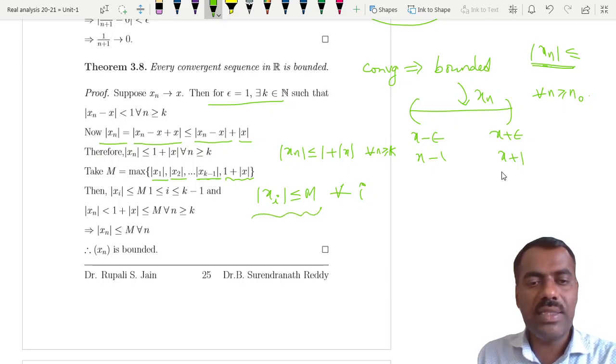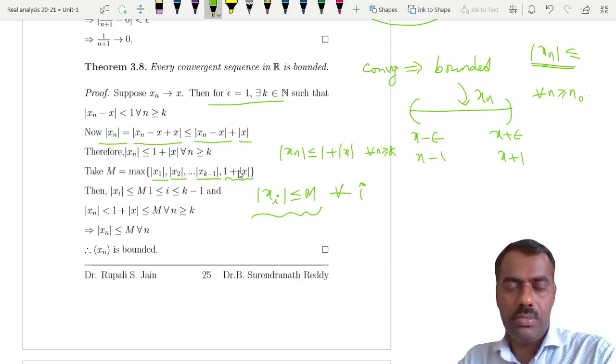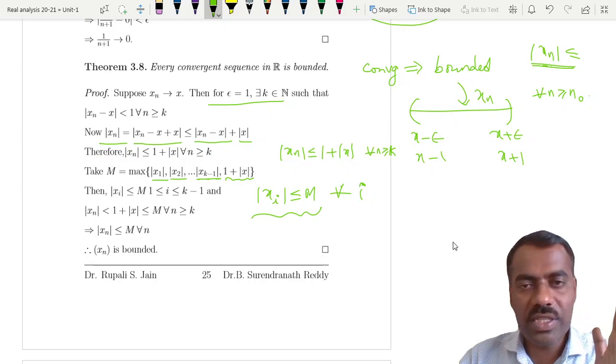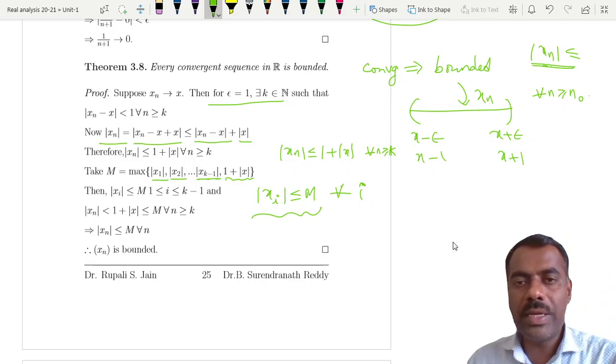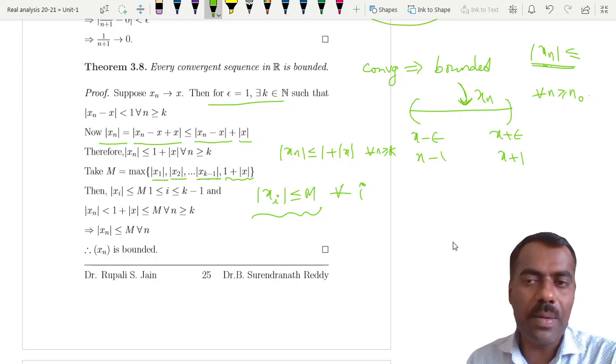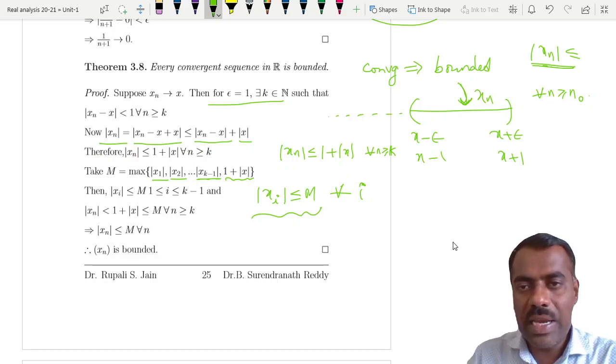That shows that this is bounded. But again I repeat, where we are focusing is most important. How are we showing that something is convergent? Because of convergence, except finitely many, all remaining elements are already lying in some interval, so they already have an upper bound. So what you have to bother about is the few elements before this.